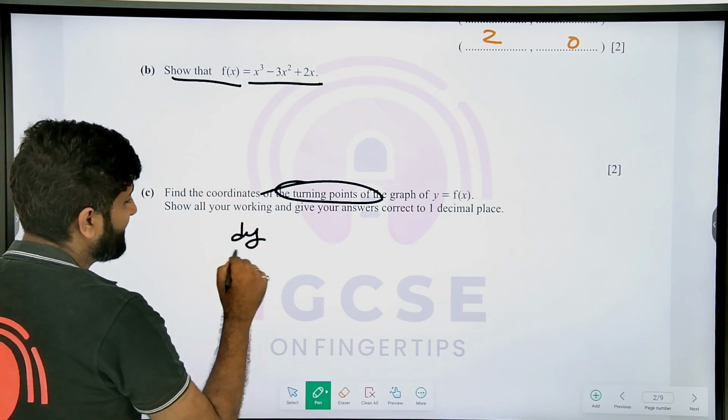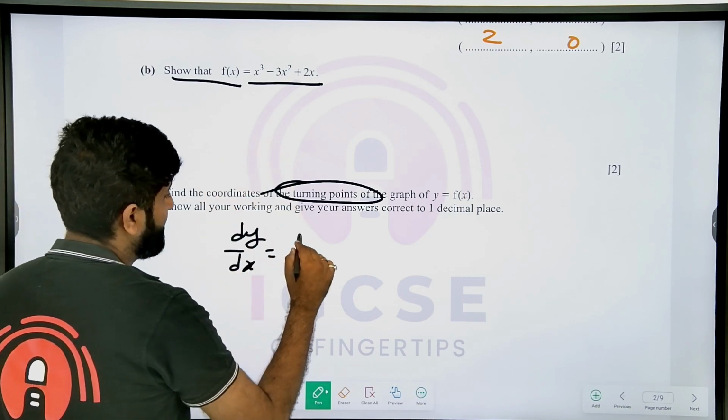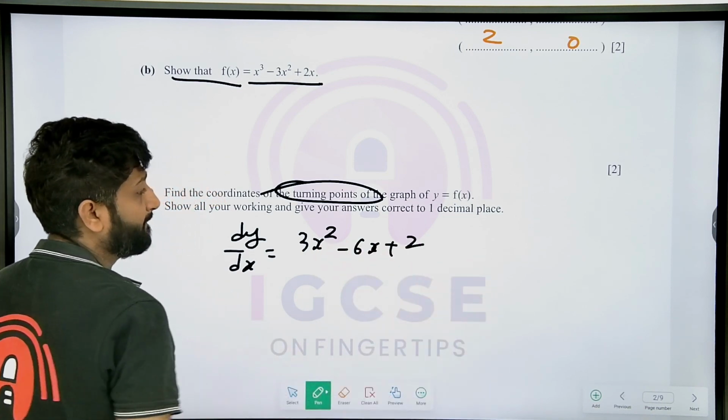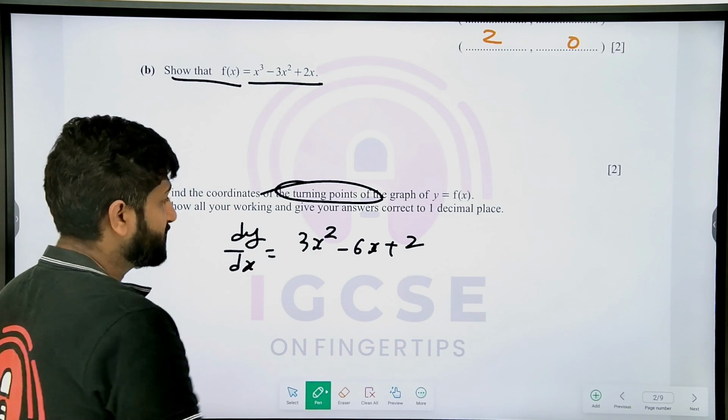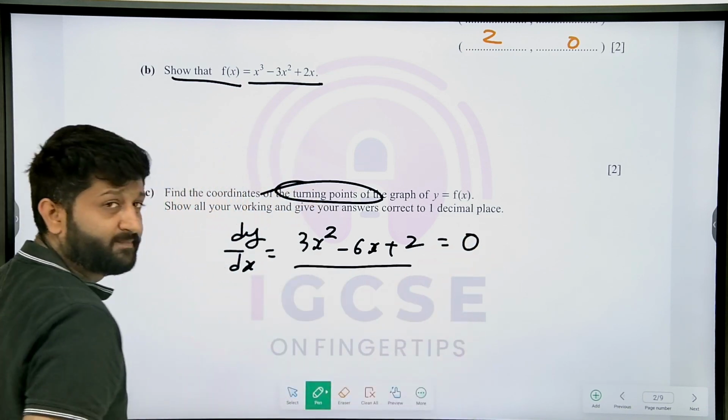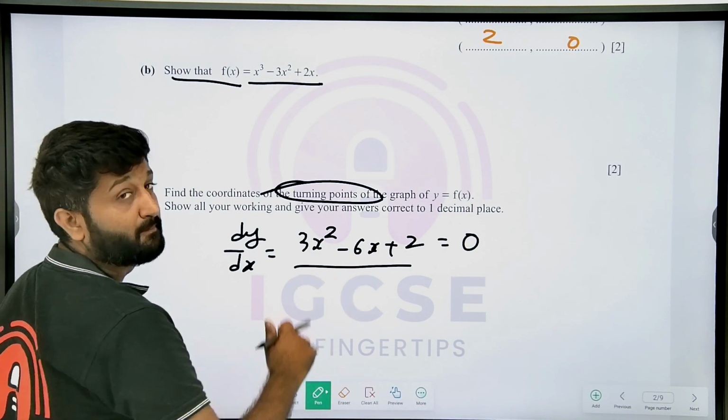So, what is my dy by dx for this graph? It is 3x squared minus 6x plus 2. Turning points are the points where your dy by dx is 0. Now, I'll have to factorize this. How can I factorize this? I'll have to split the middle term.